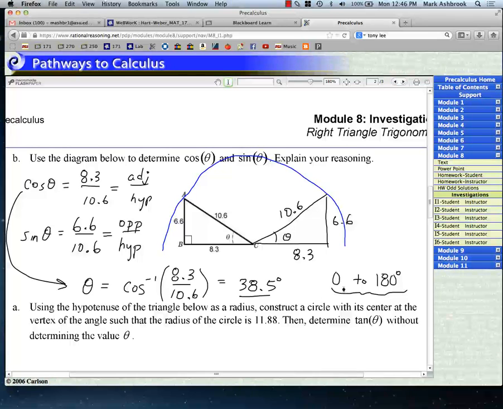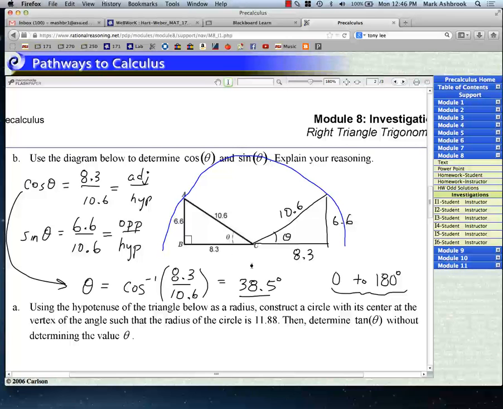Does that make sense? The one that we had before, the starting angle for the car, was in the fourth quadrant, and so it was outside of this range that arc cosine gives. But since theta is in the first quadrant, that's what it is. And so then, because the relationships hold, this is 38.52, the original angle there, 38.5.